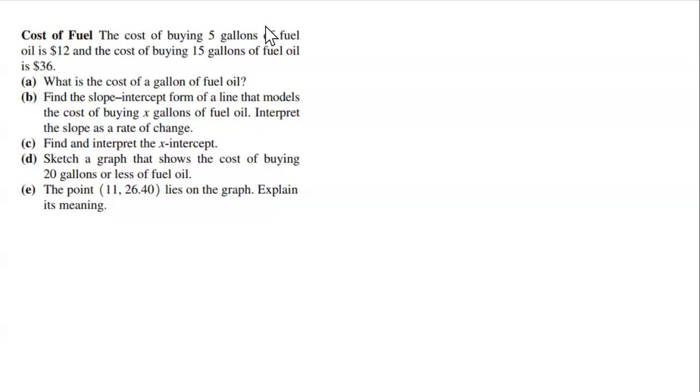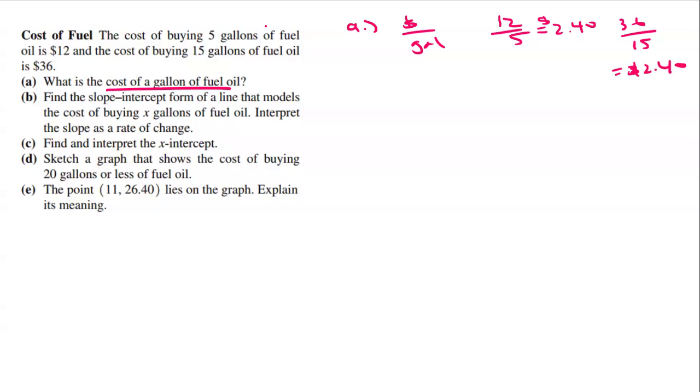All right, so for the first one, we want to find out what is the cost of a gallon of fuel oil. Well, we just take the dollar amount divided by the gallons. So in this case, it's 12 divided by 5. Or you can do the other one as well, 36 divided by 15. Anyway, you get $2.40. Same thing for this one, $2.40. All right, so that's A, the cost of a gallon of fuel oil.